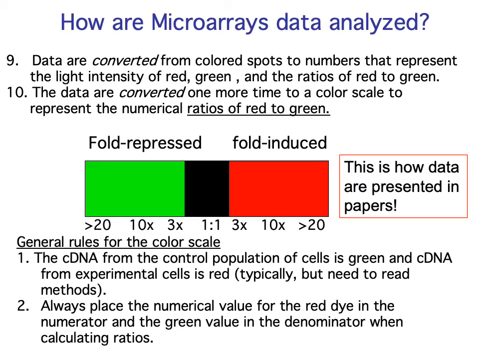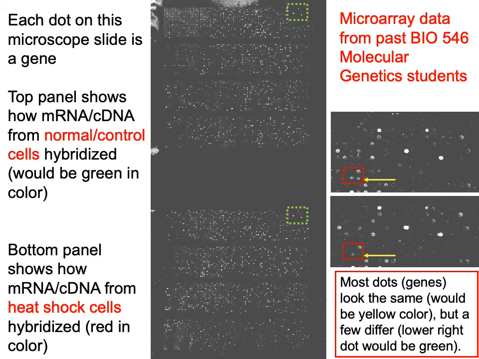So on the next slide, I'm going to show you data from past BIO546 molecular genetics students. I'm not teaching that lab this semester, but some years I do. And as I mentioned, we did an experiment comparing how gene expression changes in yeast cells after heat stress. In the top panel, I'm showing you how the cDNA from a normal or control cell hybridized, and that would be green because that's our control. The cDNAs were converted using a green fluorescence.